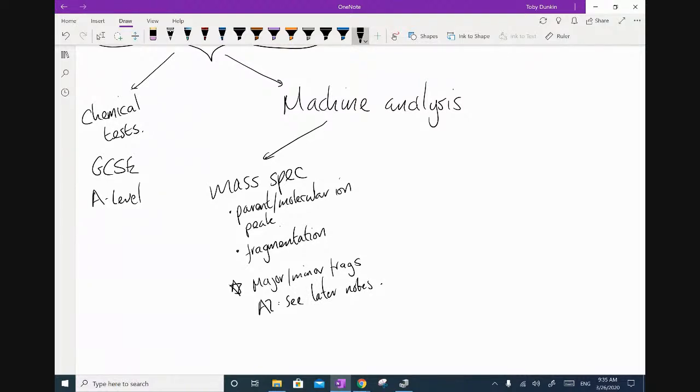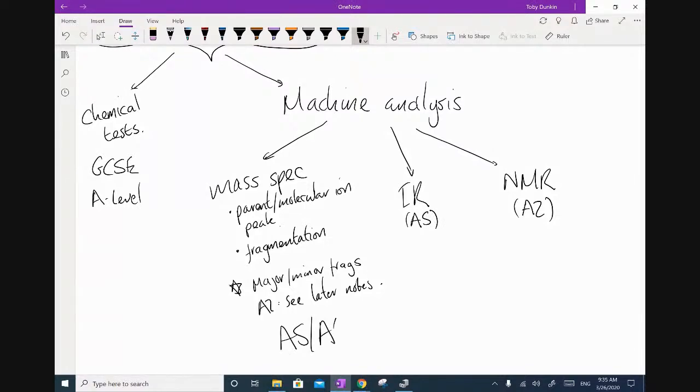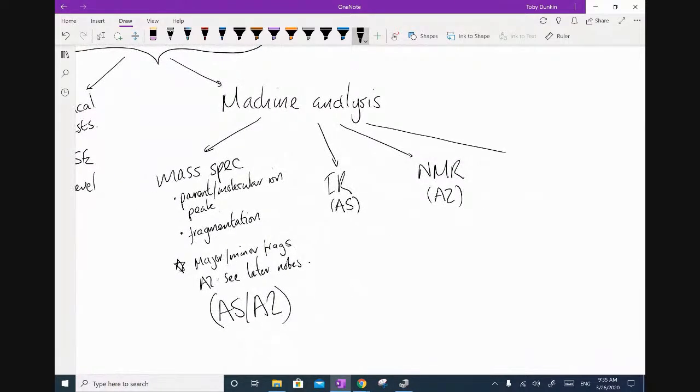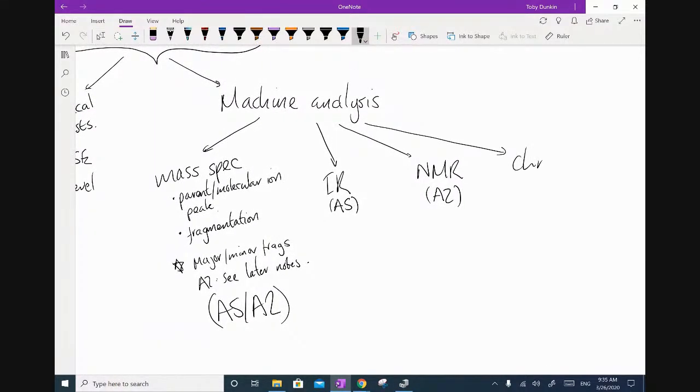The next one is we then have infrared, IR. We then have NMR. This is A2. NMR, you can put A2 on that one underneath. See later notes. This is AS. This is AS and A2 mass spec. AS/A2. Yeah, it's good to do that. There is one more as well, which is chromatography.